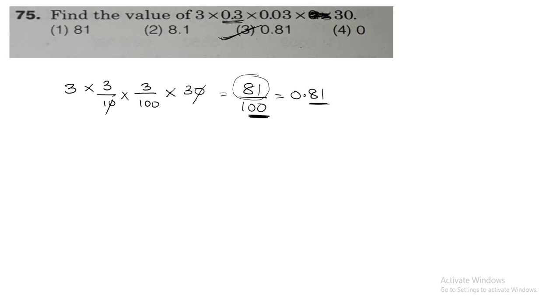For suppose if 0 is given here, then the answer would be 0. I think there is a mistake. If this 0 is not present, then this would be my answer. So we have 2 different possibilities. If 0 is present, then 0 is my answer. If in the exam 0 is not given, then 0.81 is my answer, right?